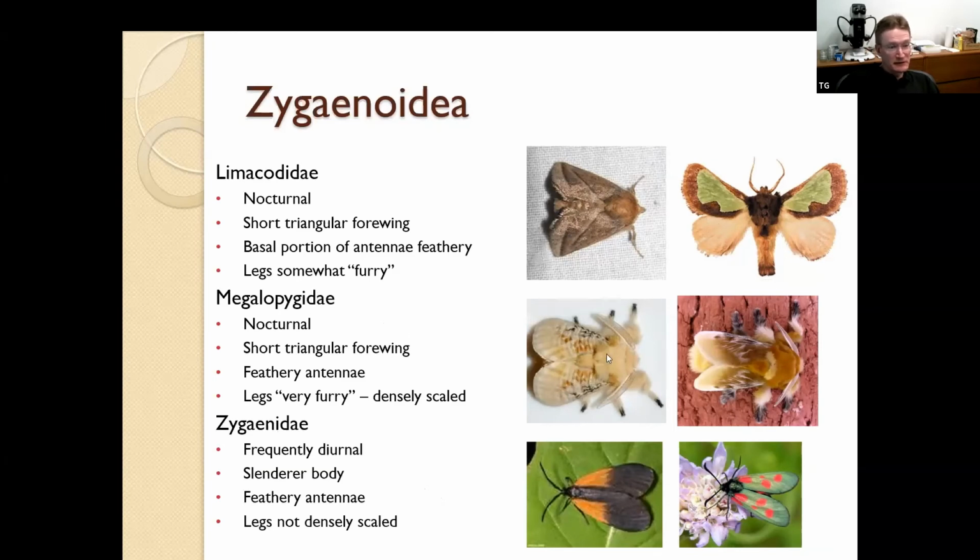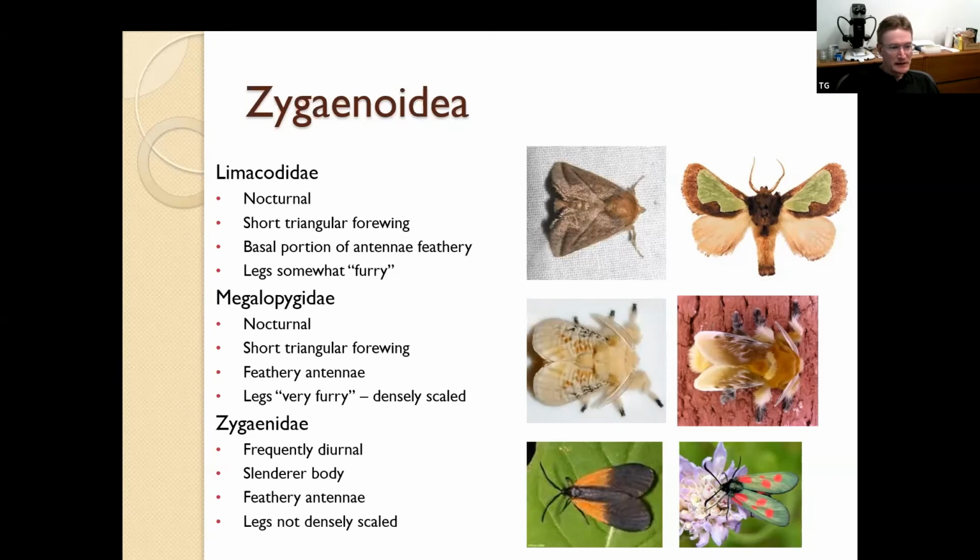The Megalopygids are another group within this superfamily. They look very fuzzy. You can see there's lots of scales on the thorax and legs and abdomen and that. So they look like they're just a very sort of little fuzzy moth.